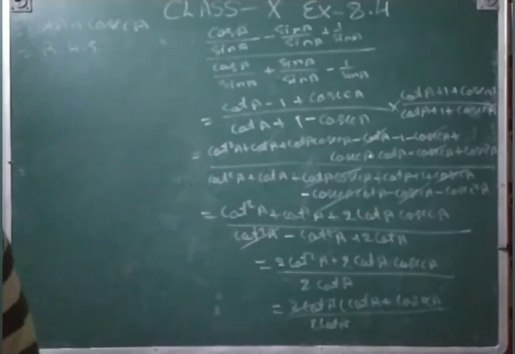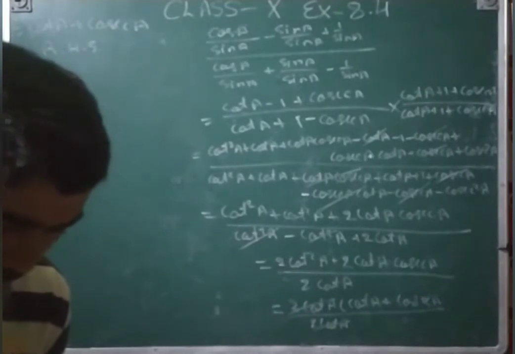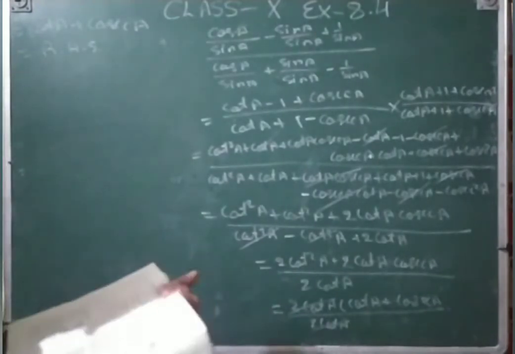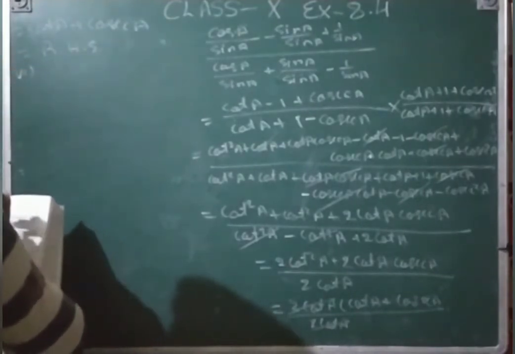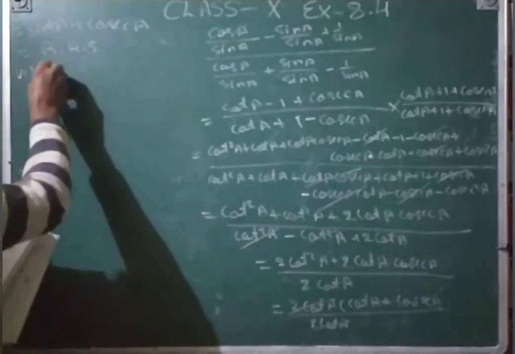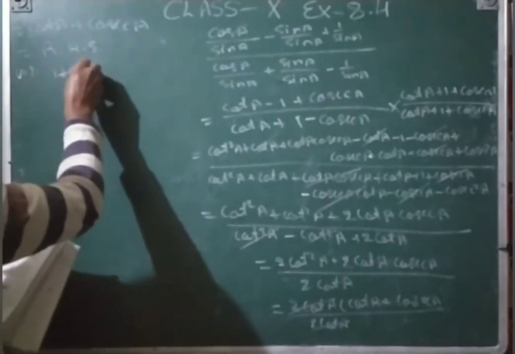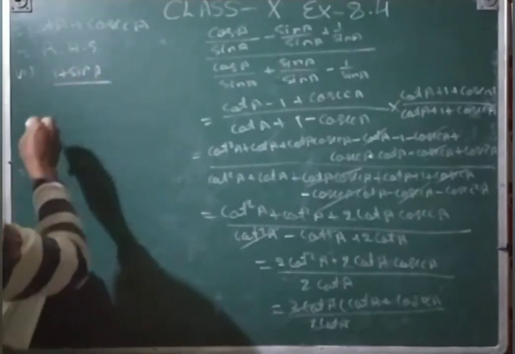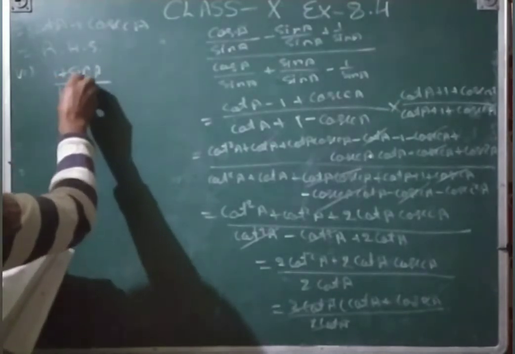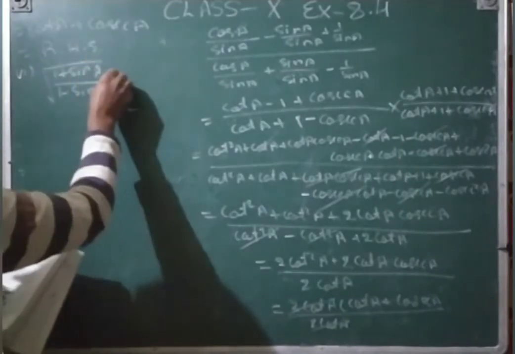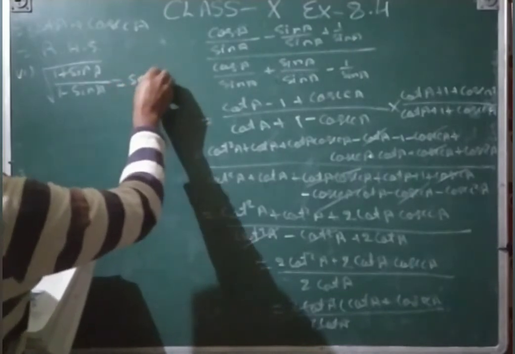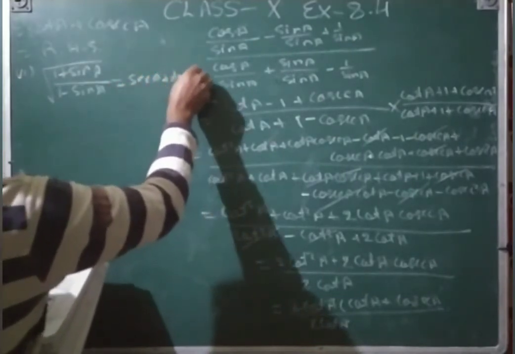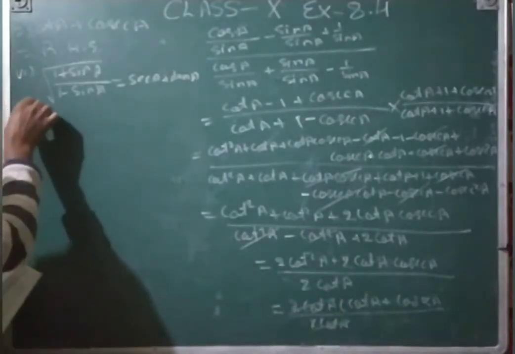And then next question is that under root, 6th part: under root of (1 plus sin A upon 1 minus sin A) is equal to sec A plus tan A.